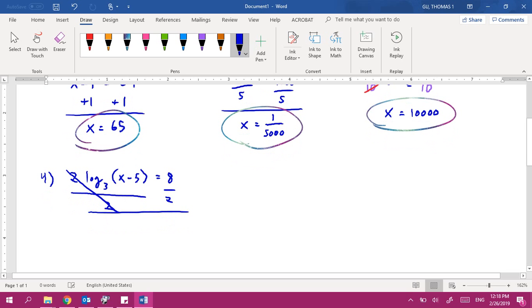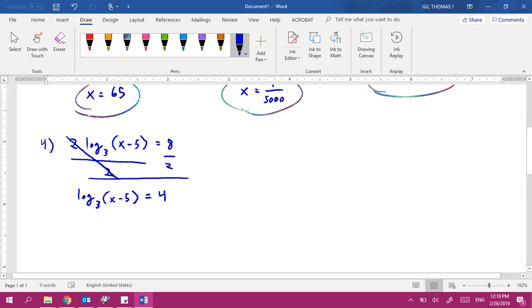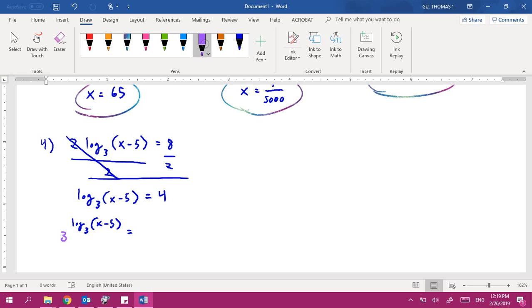Which leaves me with log base 3 of x minus 5 equals 4. That's right. And now from here, right, the base is going to be 3. So 3 raised to the log of, equals what? 3 to the 4th. That's right.